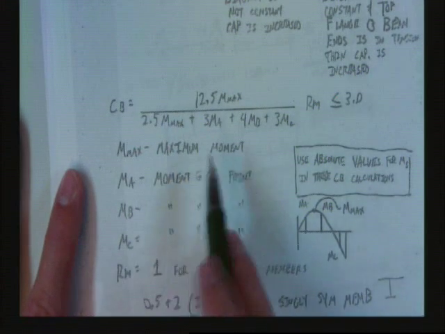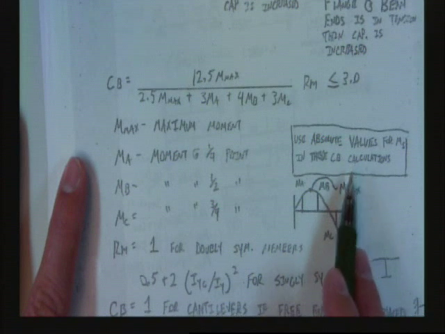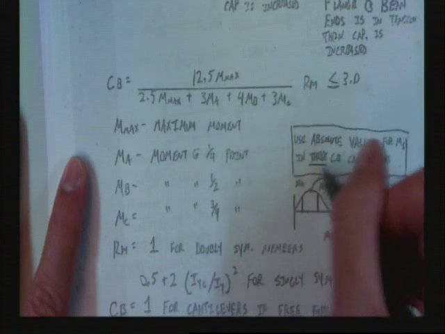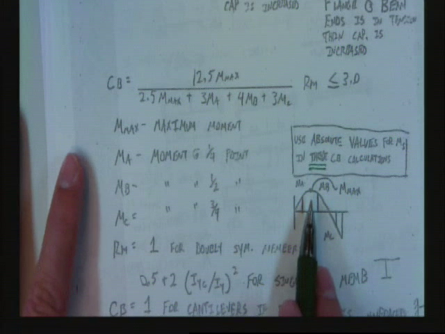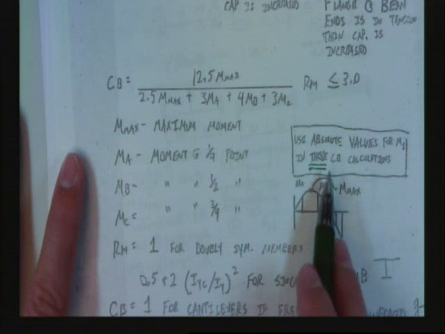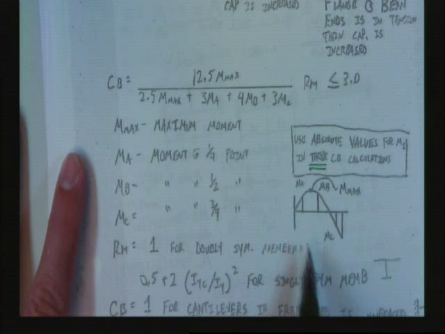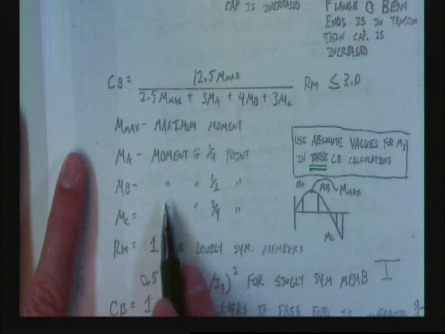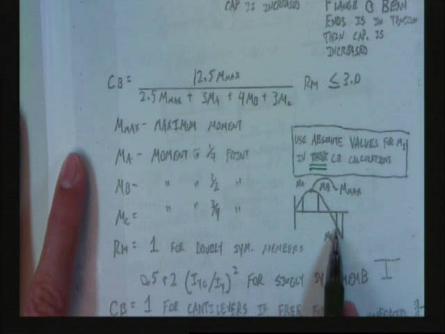C sub B. How does it work? First of all, you always use absolute values for all the M's. In these, not in every one. Every single C sub B is going to have its own set of rules, but in this set of C sub B calculations, you will be using absolute values. Here's the moment diagram. We're going to be picking off M sub A, M sub B, and M sub C. That's the moment at the quarter, the half, and the 3/4 point.